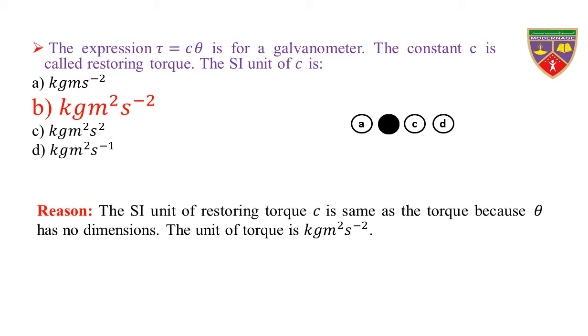Reason. The SI unit of restoring torque C is same as the torque because theta has no dimensions. The unit of torque is kilogram meter square per second square. Hence, the SI unit of C is kilogram meter square per second square.